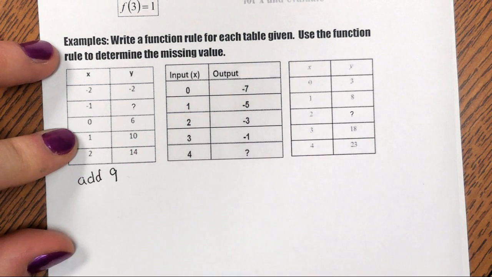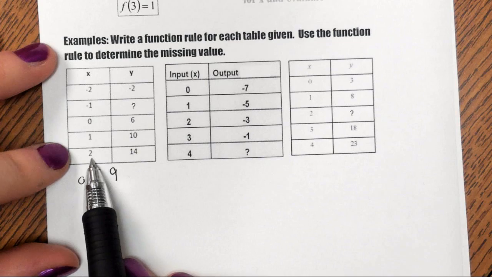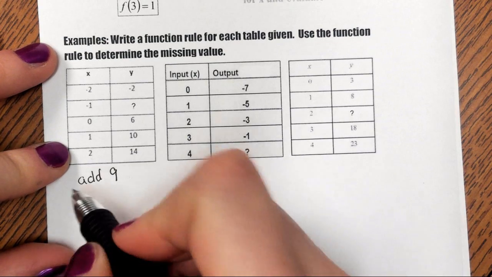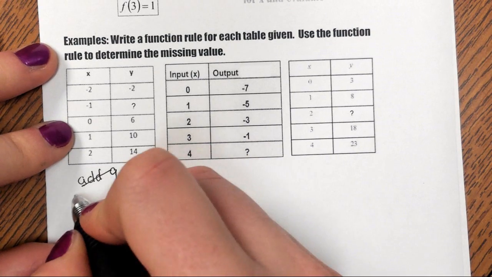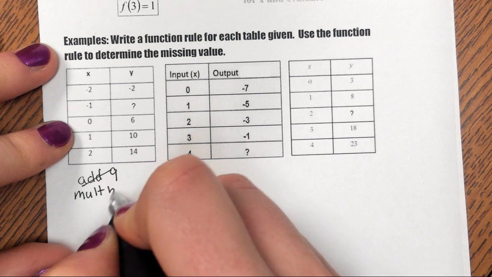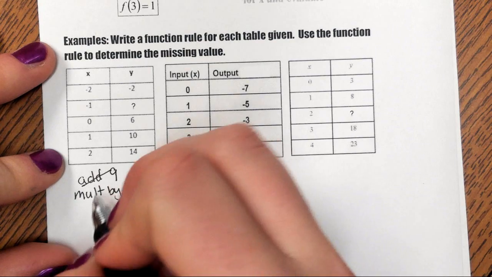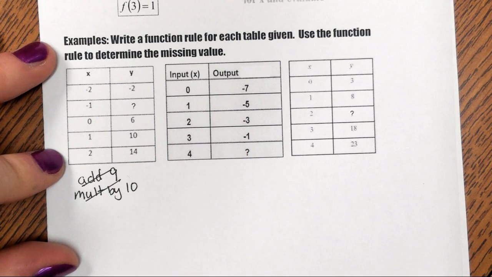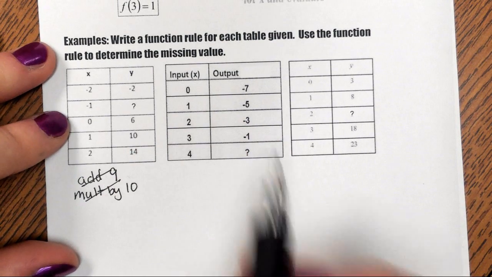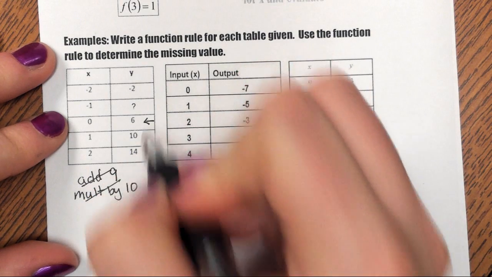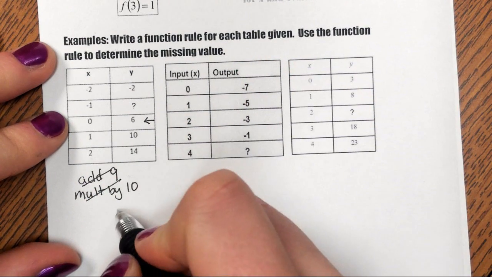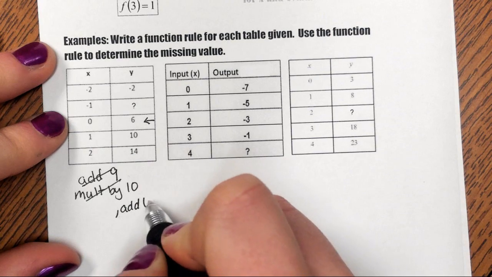That's pretty straightforward. If I test 2 plus 9, though, I don't get 14, so that's not going to work. The next obvious choice is I can multiply by 10. But 2 times 10 is 20, not 14. So that one's not going to work. So therefore, this is going to be a 2-step problem. Alright, so I go and I find 0. I have a 6 here, so I know I'm going to have to add 6 as my second step.